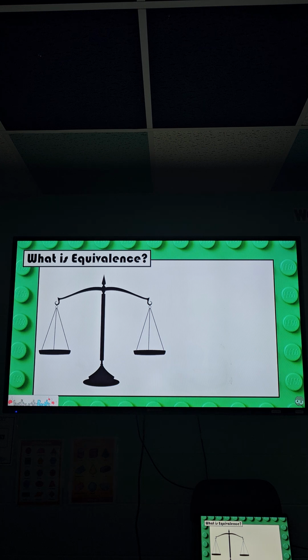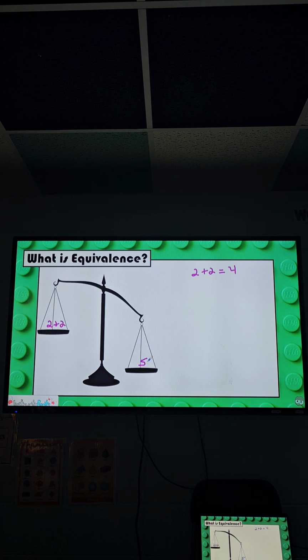And we've been doing a lot of things with equivalence for a long time. For instance, we know that if you put 2 plus 2 over here, and you had a 4 on this side, these would be balanced, right? They would be equivalent. 2 plus 2 is equivalent or equal to 4. But if I erase that 4 and put a 5 over on this side, it would become unbalanced very quickly because 5 is more than 2 plus 2, right? They aren't balanced, so my scale would tip. So I cannot say that 2 plus 2 equals 5 because it's not true, right?